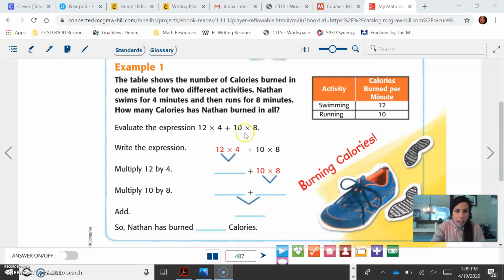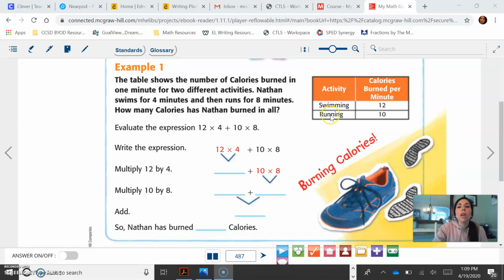What I mean by that, if you look at this problem right here from your book, this is the first example. It says the table shows the number of calories burned in 1 minute for two different activities. Nathan swims for 4 minutes and then runs for 8 minutes. How many calories has Nathan burned in all?